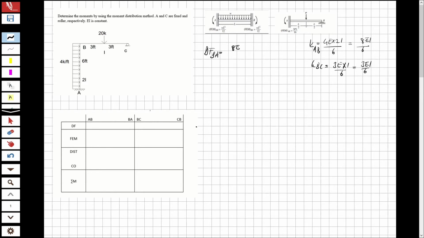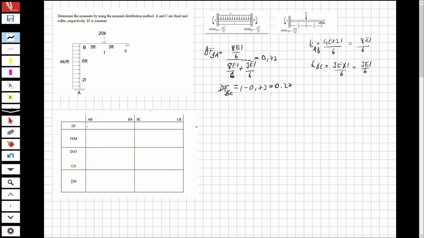The distribution factor BA is equal to 8EI over 6, over 8EI over 6 plus 3EI over 6, which will be equal to 0.73. When I subtract that from 1, I get 0.27. This is the distribution factor for BC.